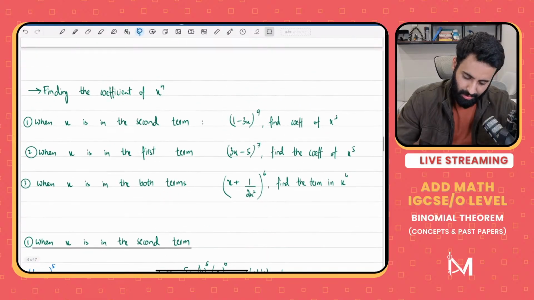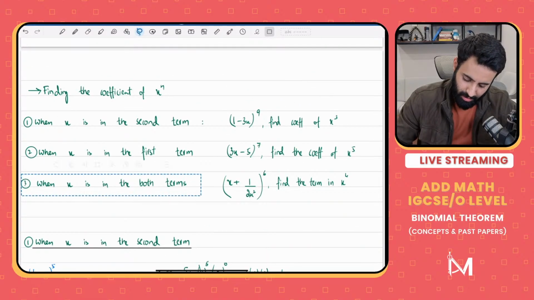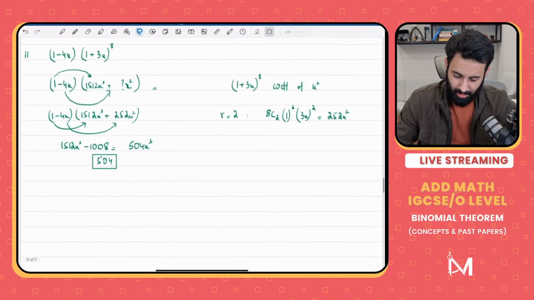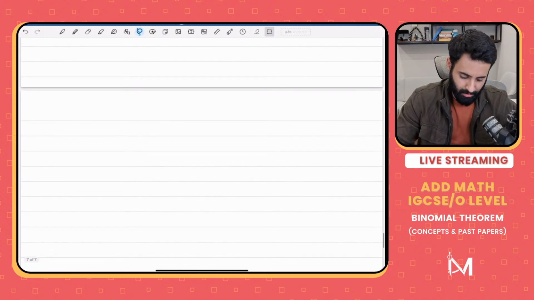So case number 3, which is when x is in both terms. Let's see what happens when x is in both terms.